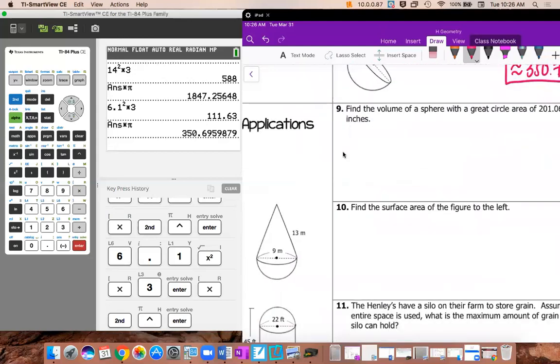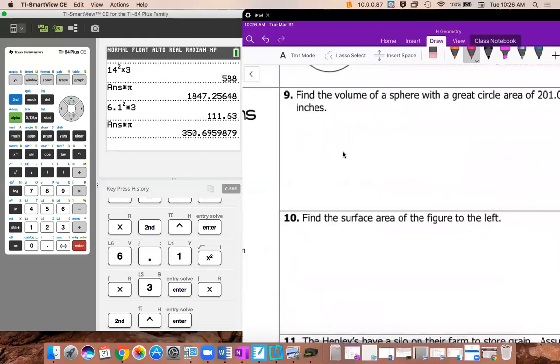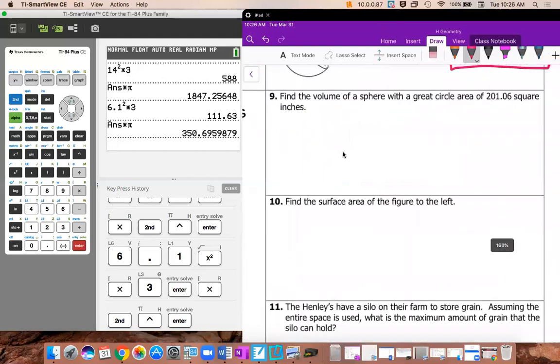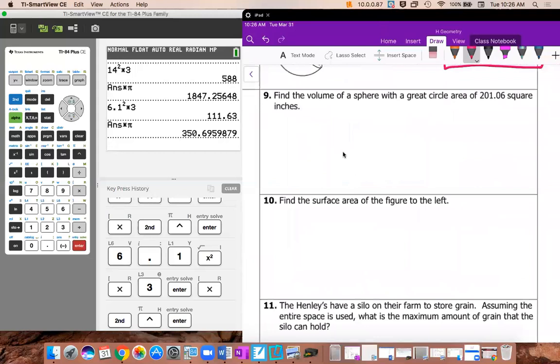We got 3 more, and then you're just going to go practice these formulas. Okay, so 9 says, find the volume of a sphere with a great circle area of 201.06 square inches. So I'm going to draw a little hemisphere. This is cutting my little sphere in half. Basically, this is my great circle that cut it into 2 hemispheres, and the area of this great circle right here is equal to 201.06 inches squared.